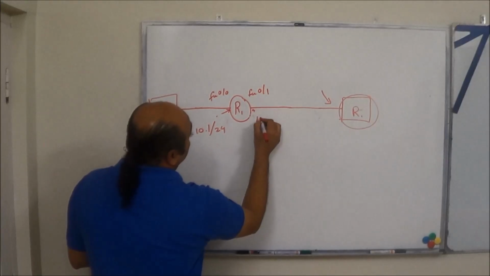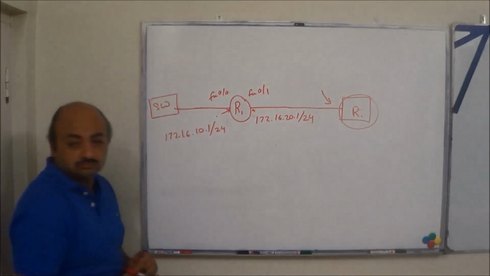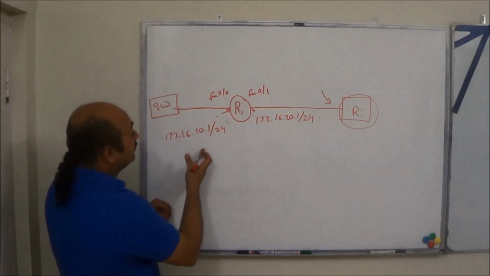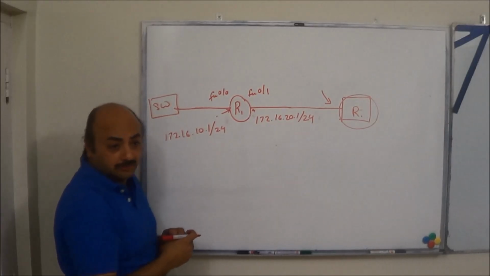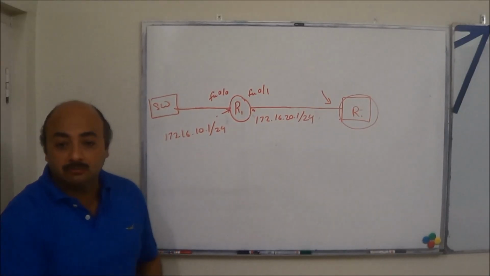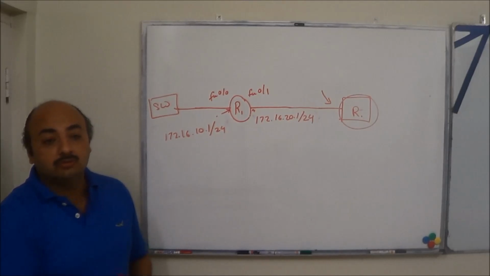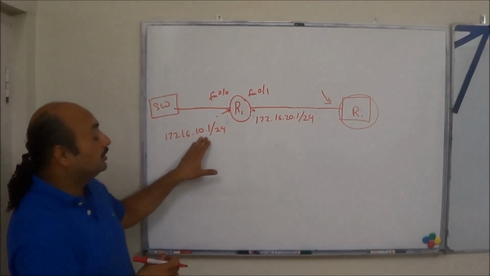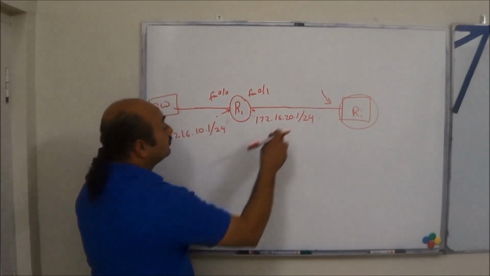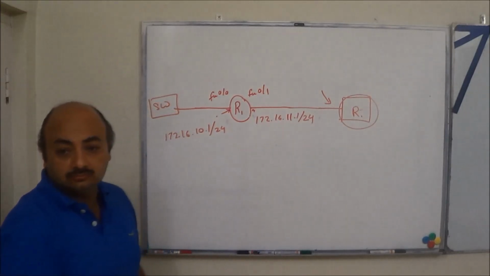So what have we done? We have borrowed bits and made subnets. How many bits have we borrowed? 8 bits, with a block size of 1. So what are the subnet numbers? 172.16.10.0 and 172.16.11.0. These are two different subnets.